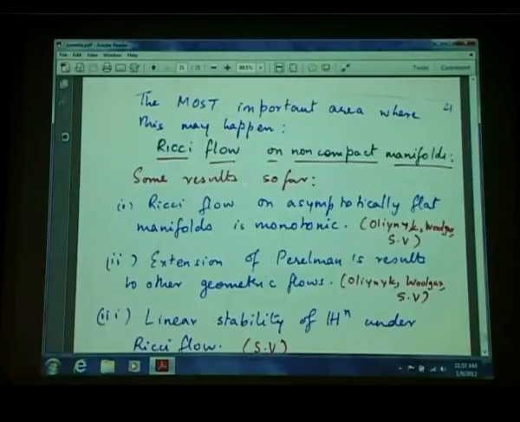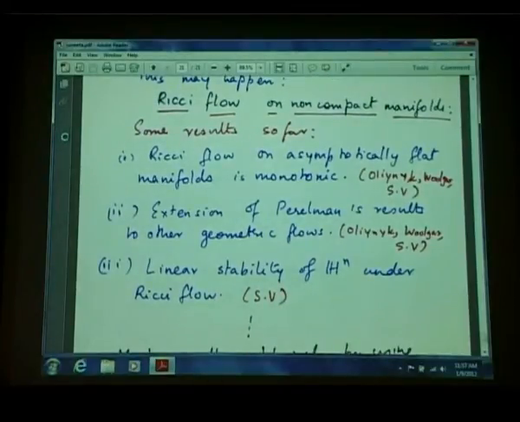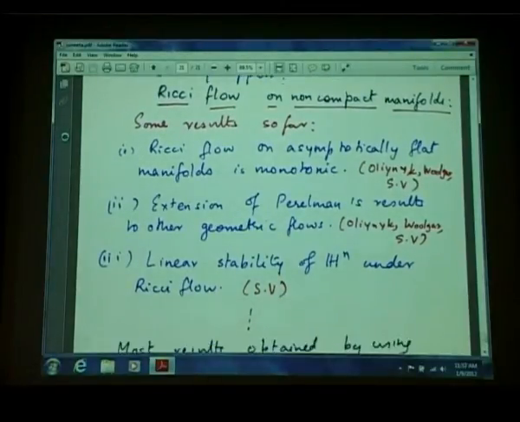Of course, it was because of wanting to prove the Thurston conjecture, but most of the techniques that were introduced in the process only work for compact manifolds. So Ricci flow on non-compact manifolds, well, not much work has been done in mathematics. And some of the results that I have obtained with my collaborators, I don't have the time to go into the details, so I'll just state them.